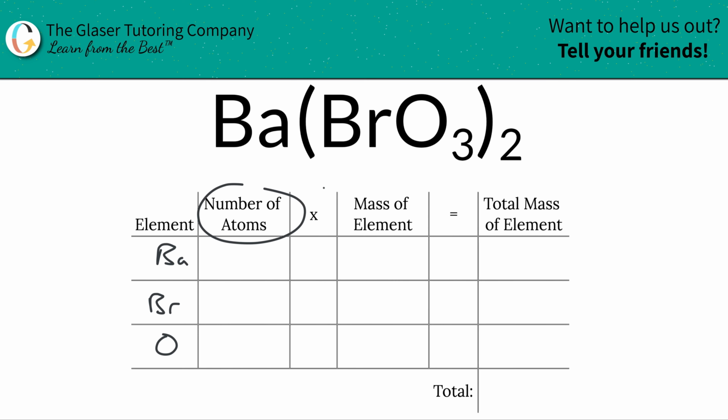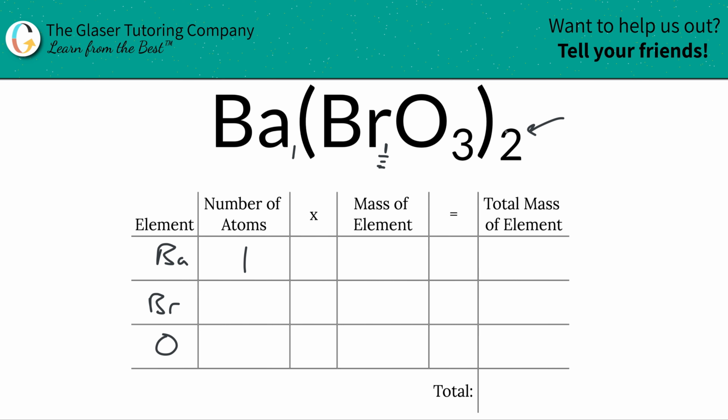Next is I'm going to write down the number of atoms of each, right? So at the bottom of barium, there is an invisible 1, so that means that there's 1 barium in barium bromate. Then the bromine, right? So this is bromate. Inside of every single bromate, there is 1 bromine here, but you have 2 bromates. So meaning in total, you would have 2 bromines.